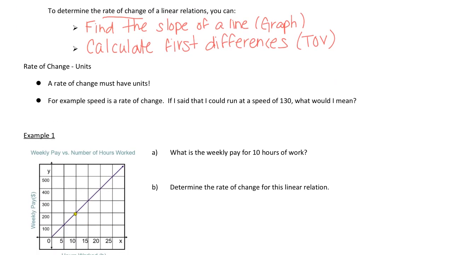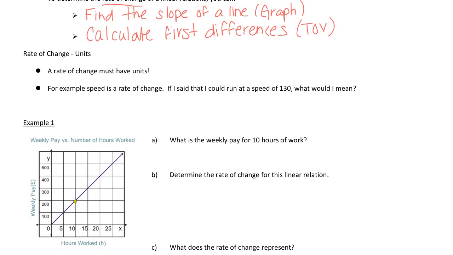A rate of change has to have units. We need to keep that in mind. If you said, oh, I can run at a speed of 130, what would I mean? Well, that could be 130 meters per second. That could be 130 kilometers per hour. That's more like a car. Without units, we don't really know what that person is talking about in terms of speed. So keep in mind that we need to have units.